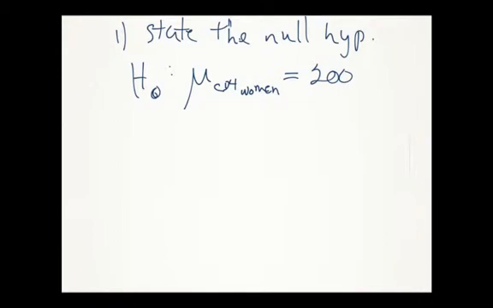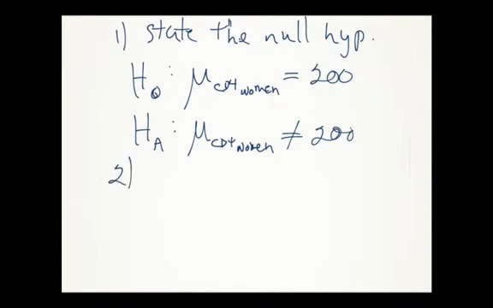And again, then we want to write the alternative hypothesis, which we can write as either HA or H1, and that is that the mean CD4 among women is not equal to 200. So you can see why this is a two-sided test, because it could either be greater than 200 or less than 200. That's why it's called a two-sided test. So that was step one of our hypothesis test.